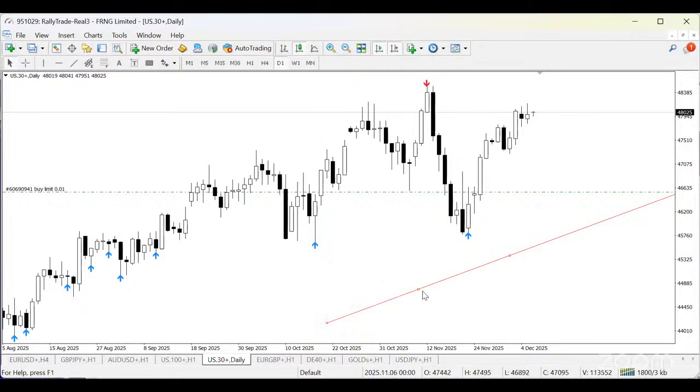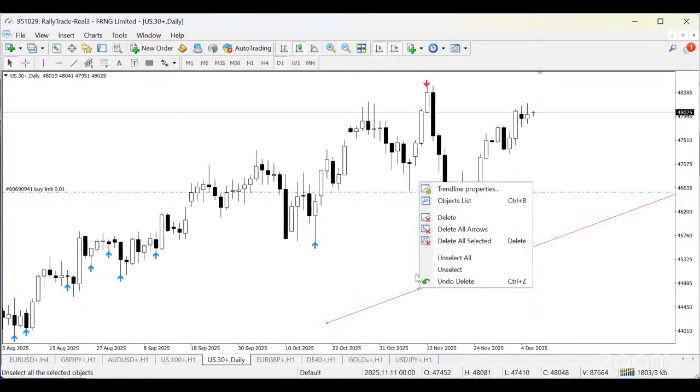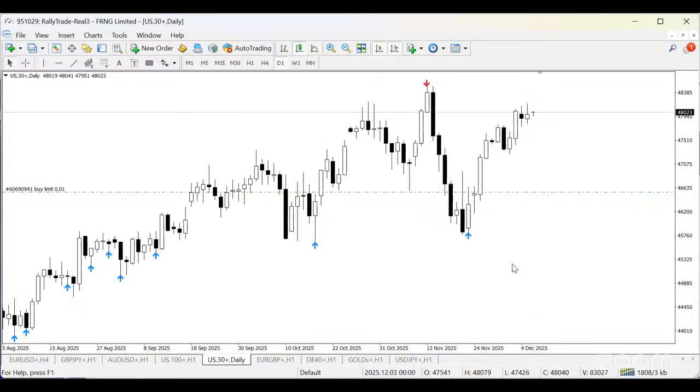Now, if you want to delete this trend line, the same thing. As long as there's a dot, you can right click and then you can delete. But even if you delete, you can just recall it by pressing Ctrl Z. It will come back. Ctrl Z is like repeat or recall. The trend line you deleted will come back.